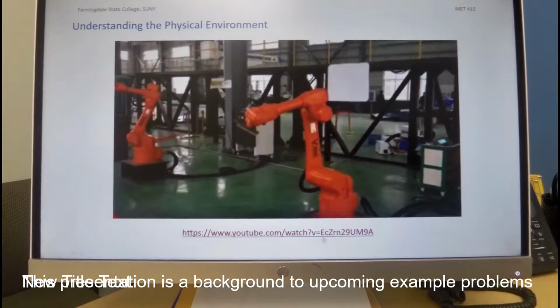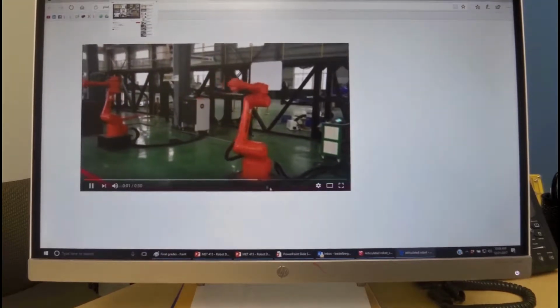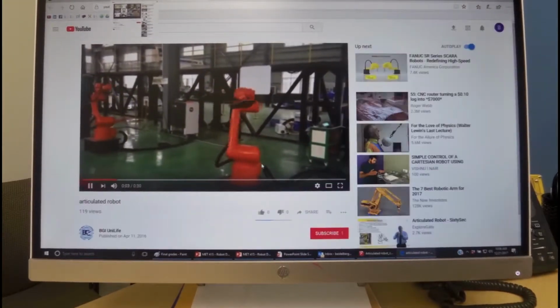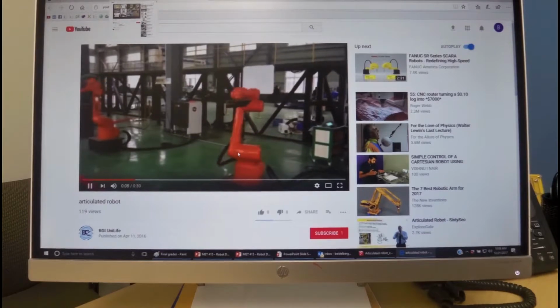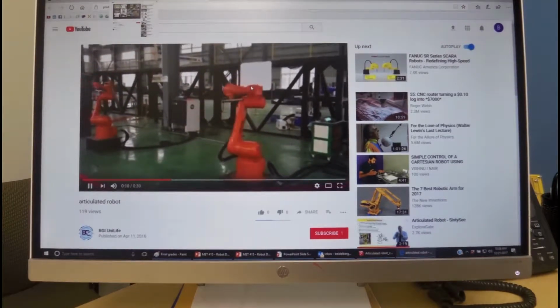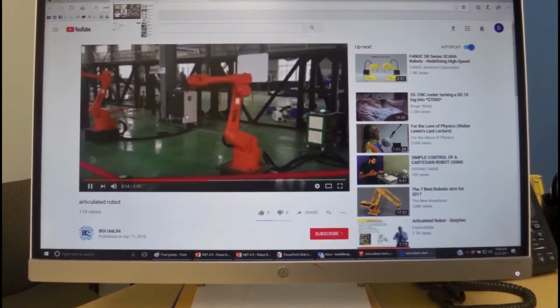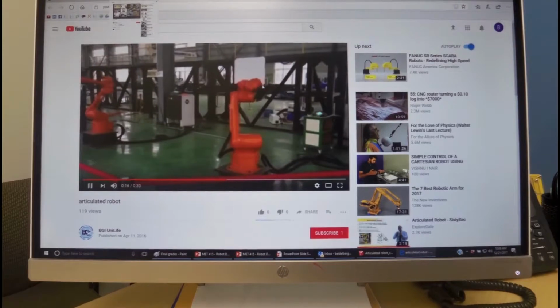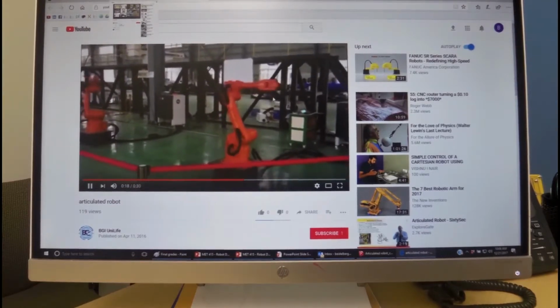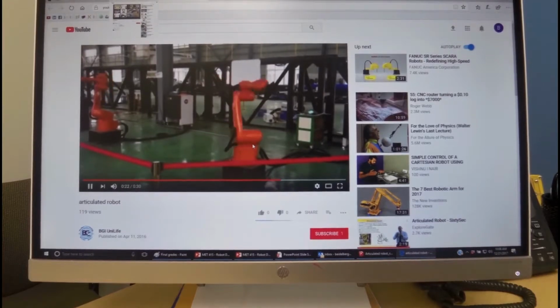Here's an example of an articulated robot. What you see here is that the robot has a revolute joint at the base. It has another revolute joint for the first link and another revolute joint for the second link. It has a gripper with a few degrees of freedom and a tool center point which holds the part.